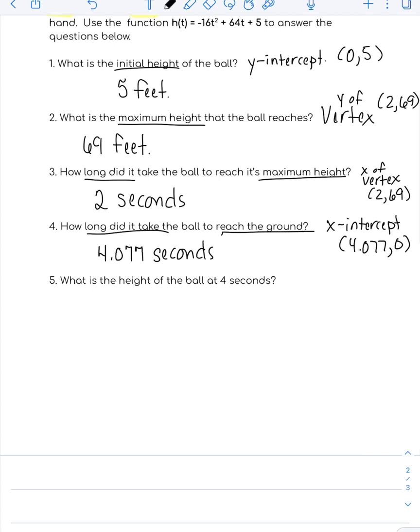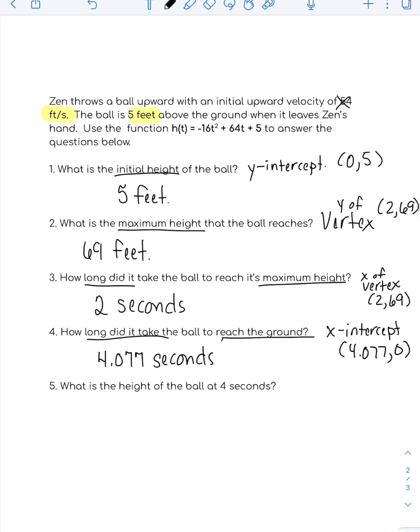Now let's take a look at number 5. What is the height of the ball at 4 seconds? This is the one where we're going to have to take the function, h of t equals negative 16t squared plus 64t plus 5, and find the height of the ball at 4 seconds. So we want to find h of 4. This is going to be negative 16 times 4 squared plus 64 times 4 plus 5.